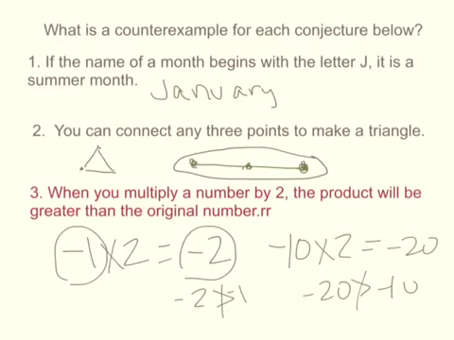Now that you're back, or if you didn't go away, you'll find that all negative numbers do not satisfy this conjecture. So our counterexample would be negative numbers, or numbers less than 0.